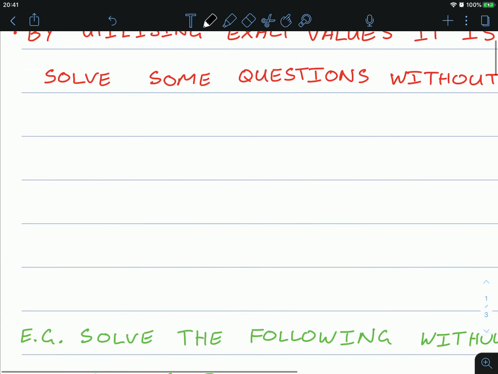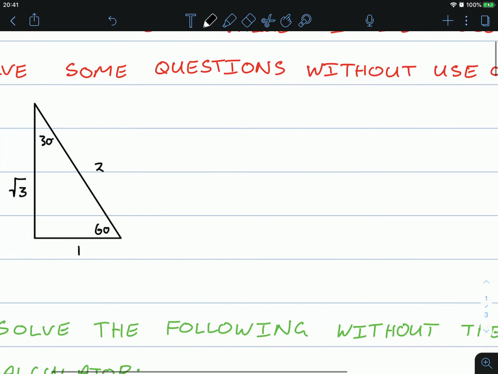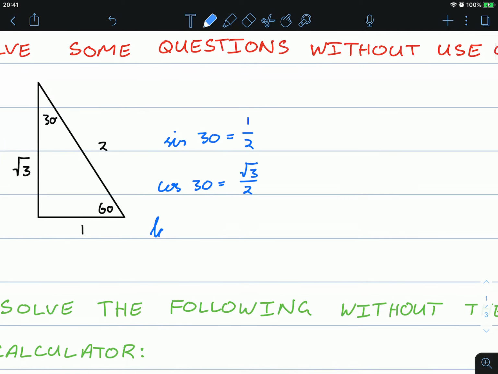In case you've forgotten, here are the exact values that we need to remember. They come from these triangles where this angle is 30, that's 60, and the sides are 1, 2, and root 3, which also tells us that sine of 30 is equal to half, cos of 30 is root 3 on 2, tan of 30 is equal to 1 on root 3.